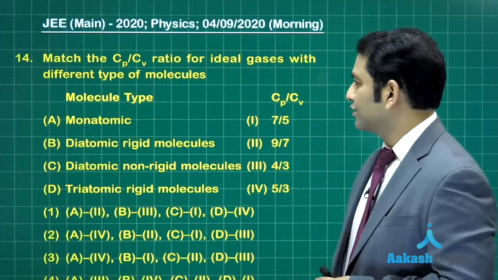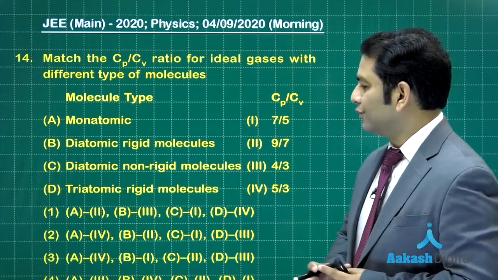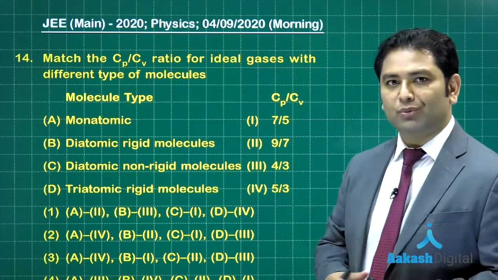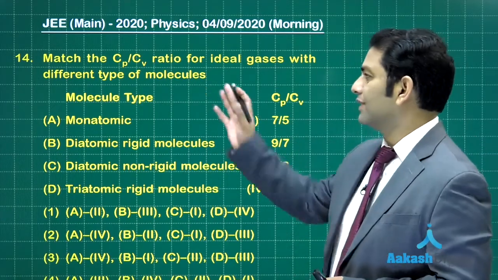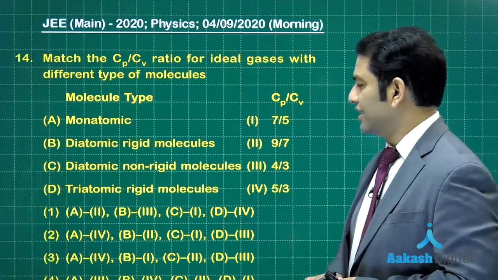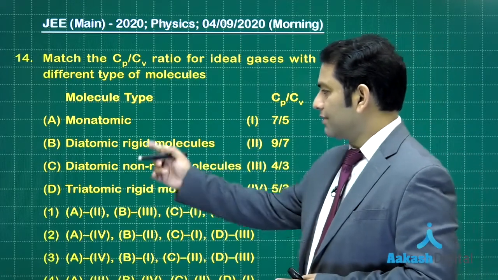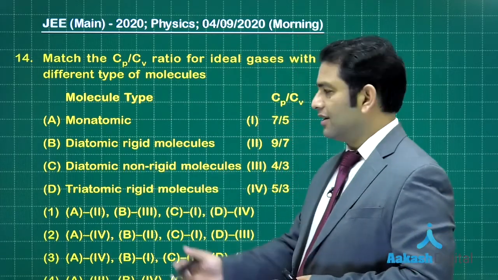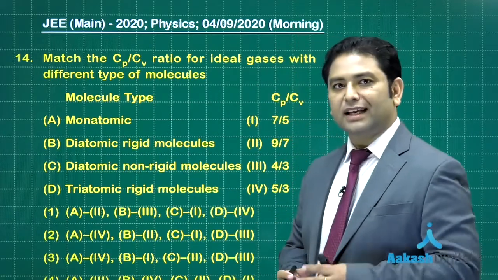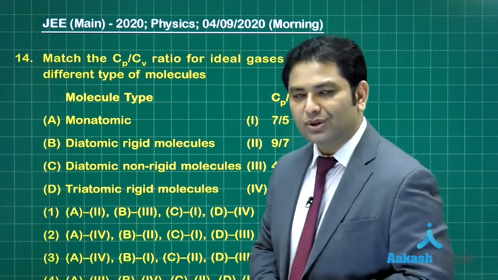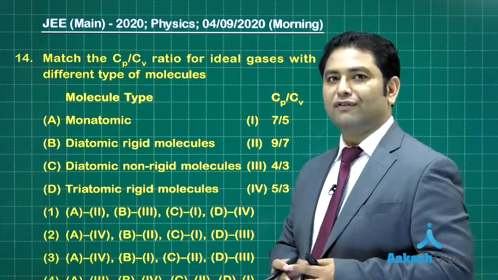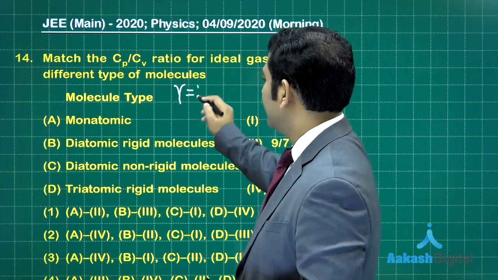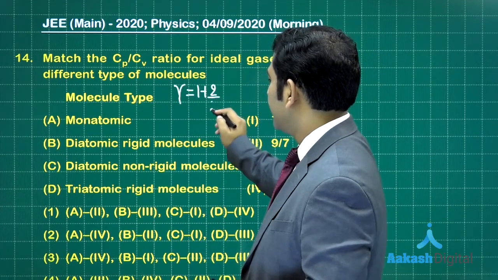Question number 14. Question number 14 gives certain columns here, 2 columns, and we need to talk about the value of gamma, the Cp by Cv ratio, and the molecule type: mono, di. Now you could say there are 2 diatomic, rigid and non-rigid. So in case of non-rigid, we need to consider the vibrational mode of freedom as well. So what is the expression of gamma? 1 plus 2 by f.